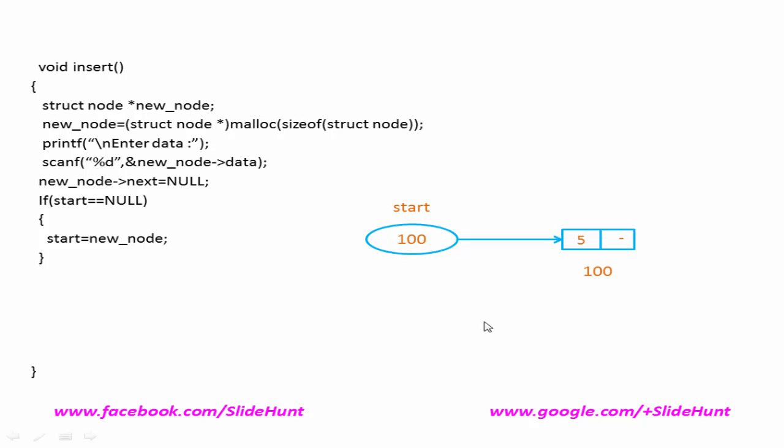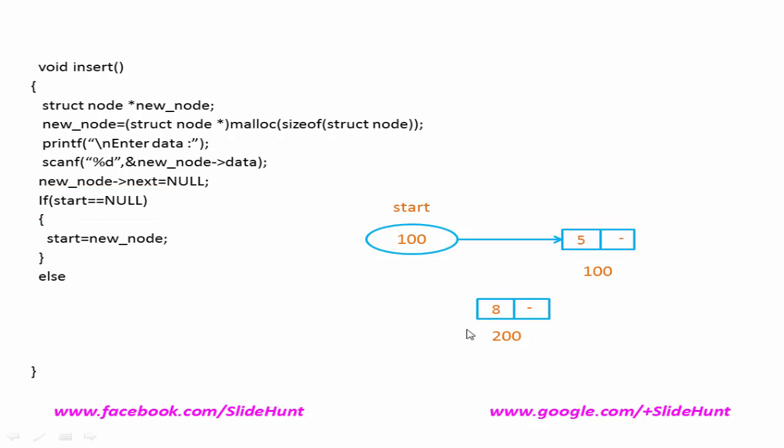The next thing is, if the start variable is not null, then what happens? Suppose here we want to insert another node at the beginning of the list, and the address of this node is 200. For that, first we check this condition: if start equal to null? No, it is false. Then it executes the else block.